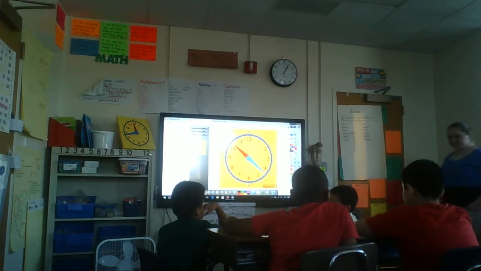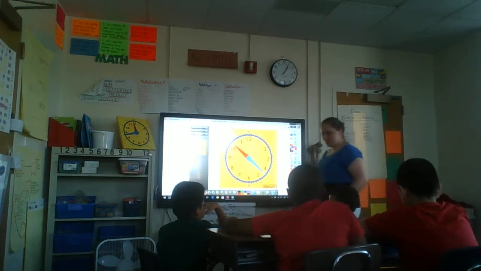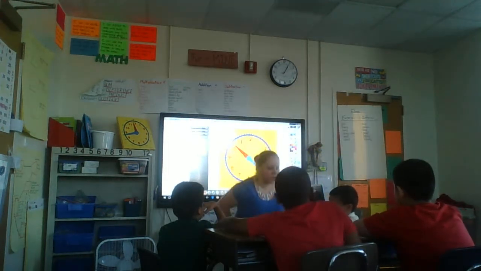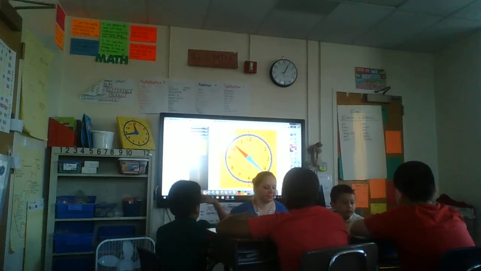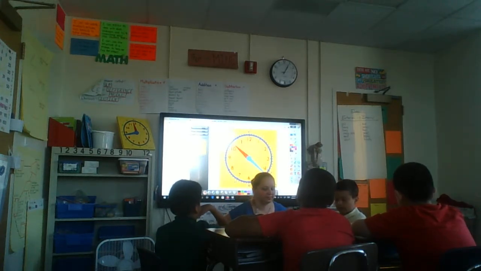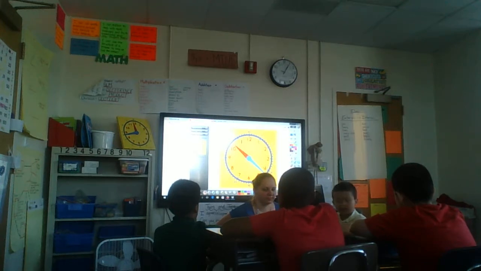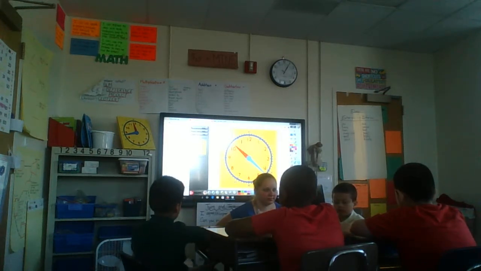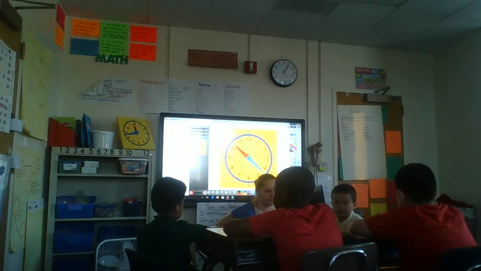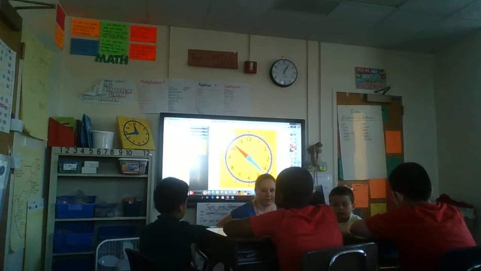Because the minute hand is on 20 and the hour hand is on 8. Because the hour hand is here on the 3 and the minute hand will not pass the 9 and then go to 10.